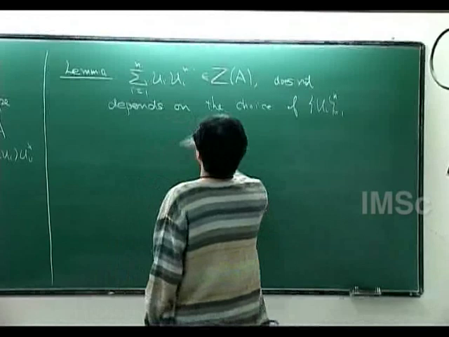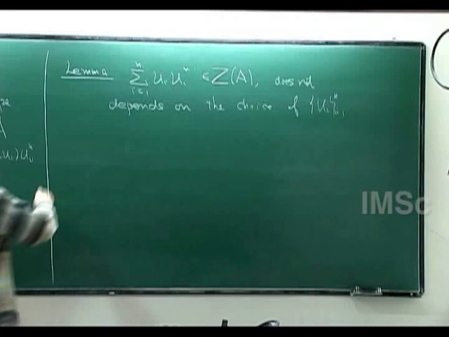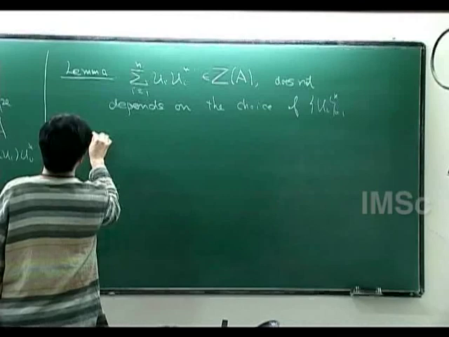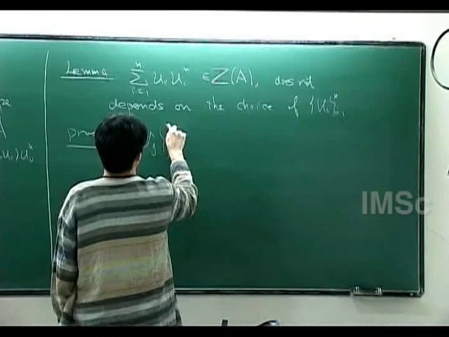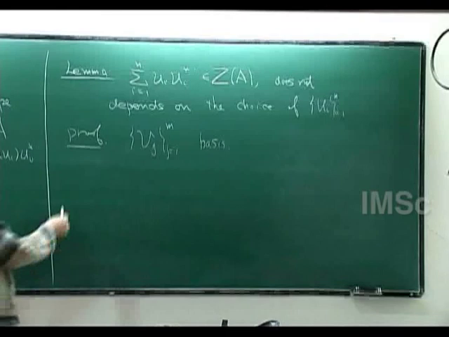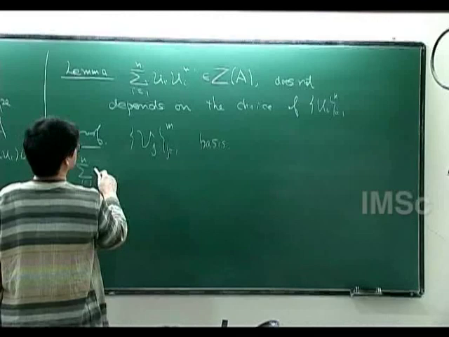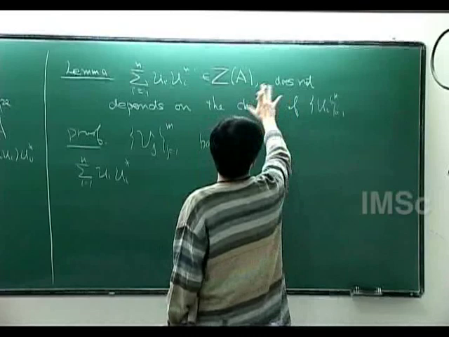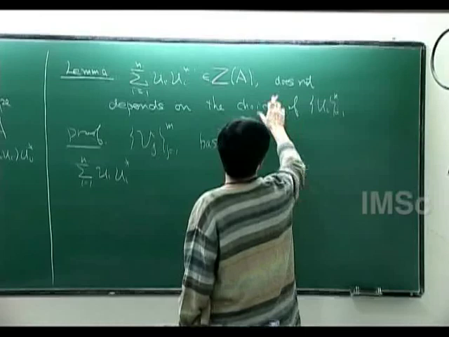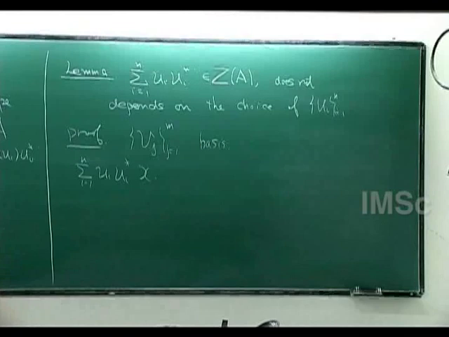Right. So this is a statement, and it's really an easy computation. Let me prove it. So assume there is another basis. Assume this is also a basis. Then let's try to compute this. We want to know that this does not depend on the choice. This statement contains two statements. First, this is in the center. And the second one is that this doesn't depend on the choice. So let's try to prove the two statements simultaneously.